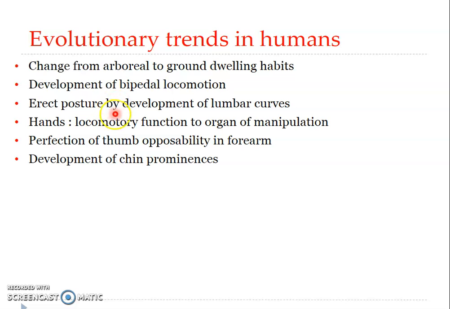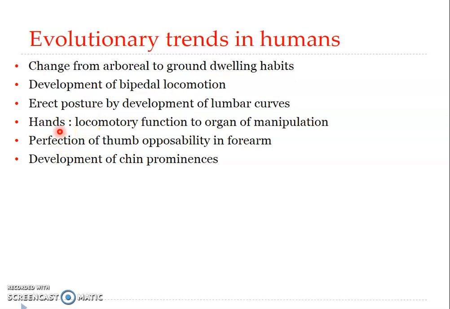Then erect posture by development of lumbar curves. In the backbone, two distinct, unique curvatures are there, and because of the development of lumbar curves during the course of evolution, we can say that humans developed an erect posture against the semi-erect or curved or bent posture in the ape-like ancestor.